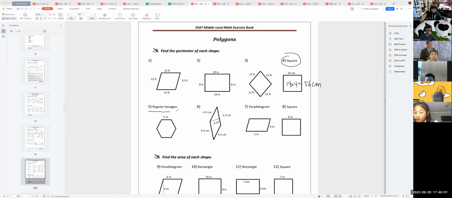Number 5, regular hexagon. Okay, when you see regular, this is a very important word, okay? A lot of people see regular when we're doing math competitions. You see regular, that means each of the lines is the same. So probably some students just ask me, hey teacher, do you ever see some hexagons that are not regular? Of course, I'll draw one for you. So it's like that.